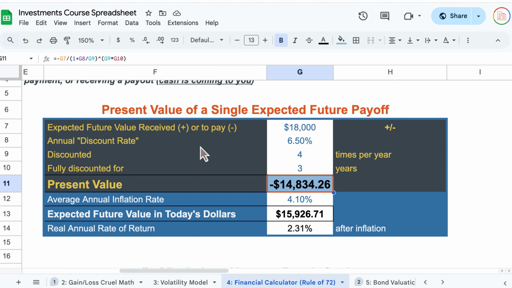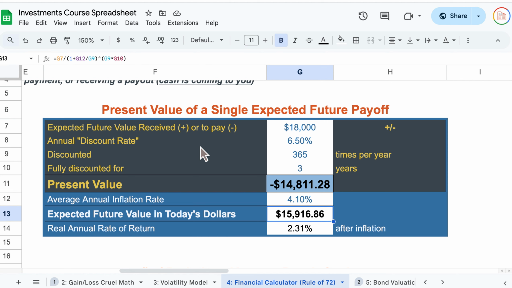It's the present value of a single cash flow. So if you invested $14,834.26 right here, right now, you would end with $18,000 in 3 years with quarterly compounding. If we change it to semi-annual compounding, well, you got to put in a little more. If you put it to annual compounding, a little more. You do it to daily compounding and, a little less, the number falls.